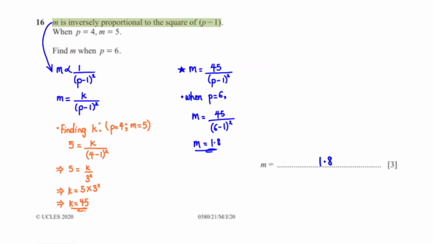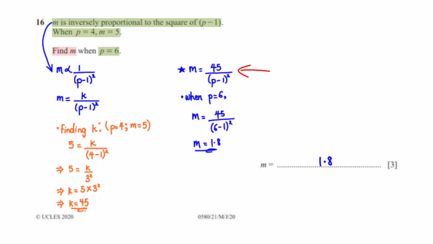m is inversely proportional to the square of p minus 1. When p equals 4, m equals 5. Find m when p equals 6. In mathematical terms, let's write m is inversely proportional to the square of p minus 1. And so this means that m is equal to a constant, which we are going to call k, divided by (p minus 1) squared. So to find k, we are going to slot in the values of p and m given in the question. And so that gives us 5 equals k divided by (4 minus 1) all squared. When we simplify this and make k the subject, we get k equals 45.